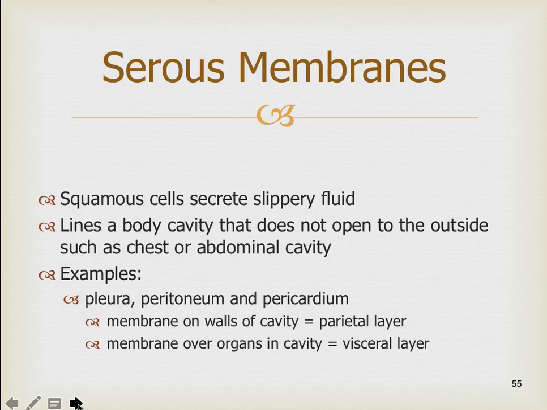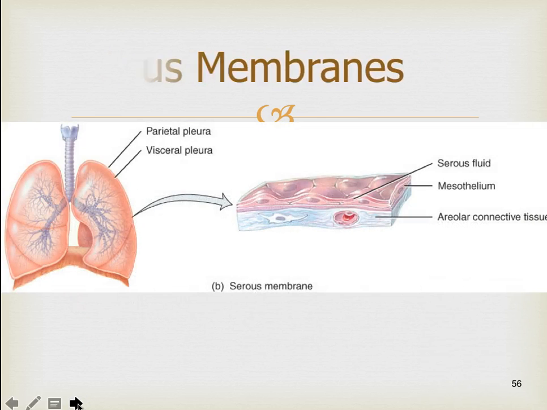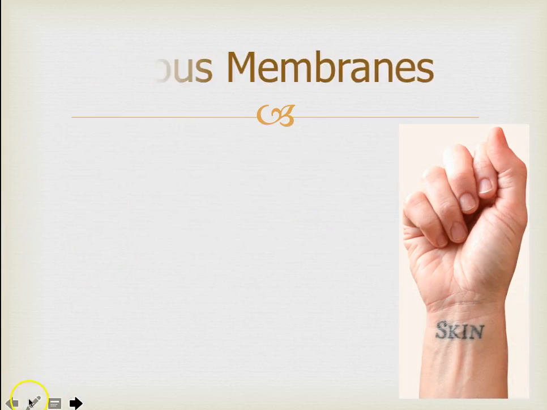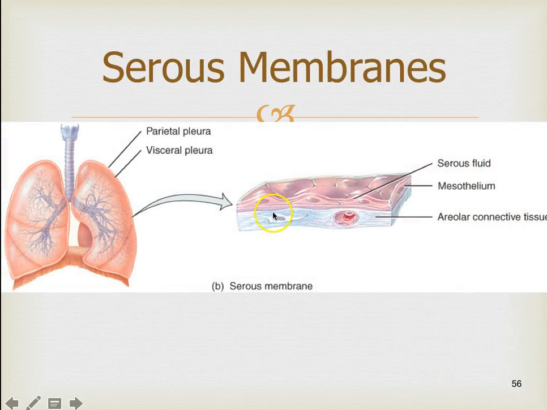When it's on the actual organ itself, we call that the visceral layer. So visceral pleura, visceral peritoneum, visceral pericardium. Right. So here's just another example of that. And the key thing too is that in between the parietal and visceral pleura, we do have a fluid, and that helps keep everything nice and slippery, and it keeps things from sticking to one another.